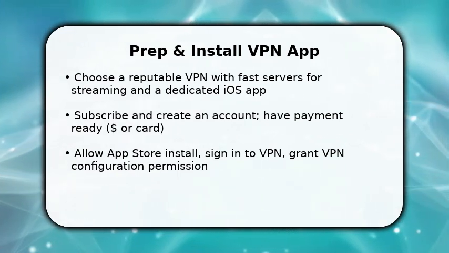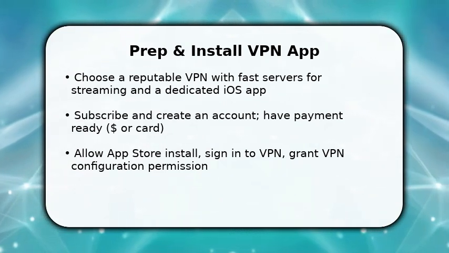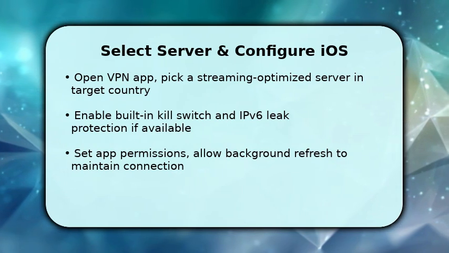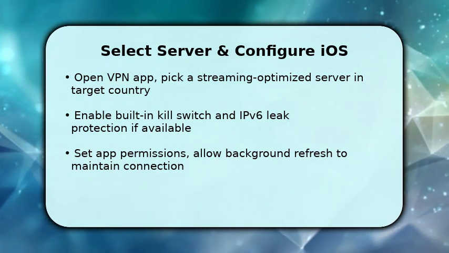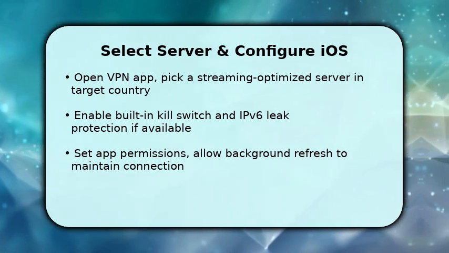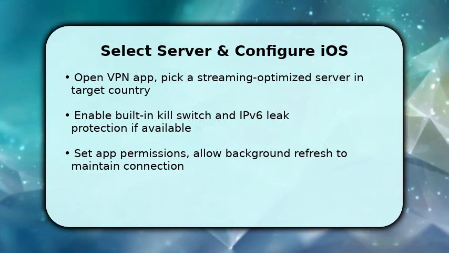Now open the VPN app and choose a streaming-optimized server in the country whose Netflix library you want. Connect and then check settings. Enable the kill switch and leak protection so Netflix traffic won't leak if the VPN drops. Make sure background app refresh is allowed so the VPN stays active when switching apps.